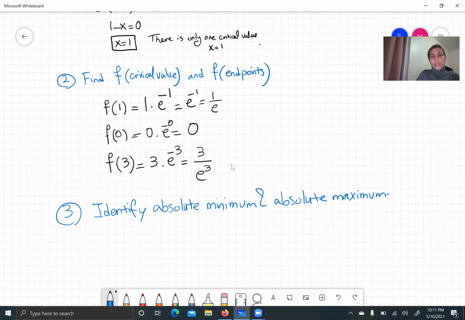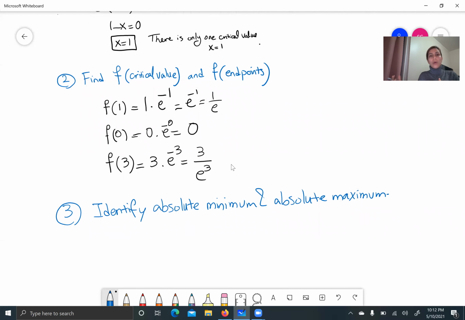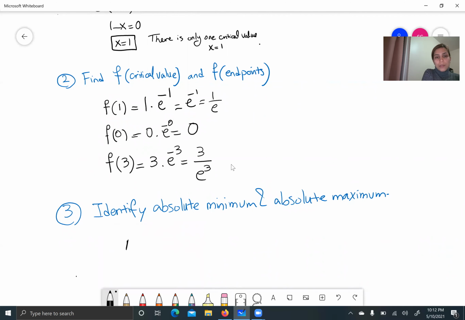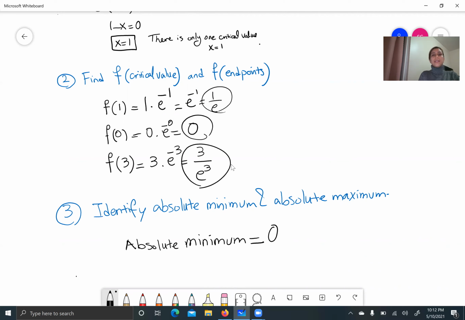Definitely 0 is the smallest, because 1 over e and 3 over e to the 3 are positive values. So 0 is the smallest number, and this is the answer. Absolute minimum is equal to 0, because among these, 0 is the smallest one.